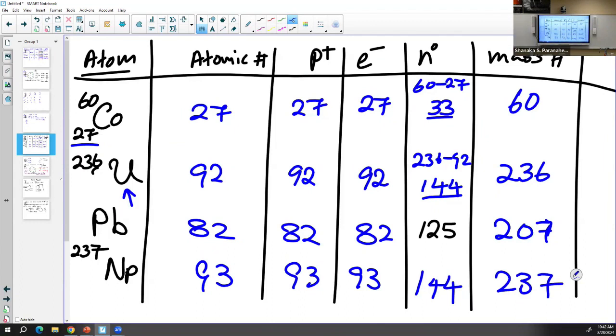The number of neutrons can be equal for two different atoms. The number of electrons can be equal for two different atoms, by losing or gaining electrons between multiple atoms. But the number of protons is never going to be equal. So it's always different for two different types of elements.